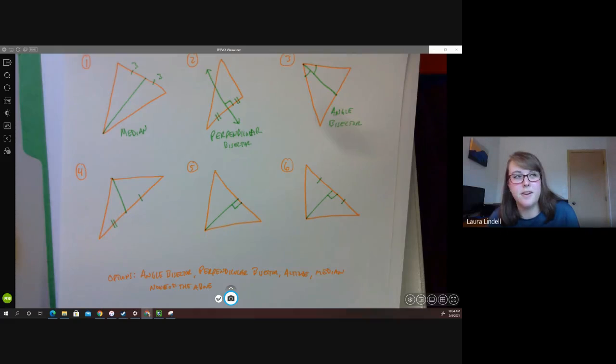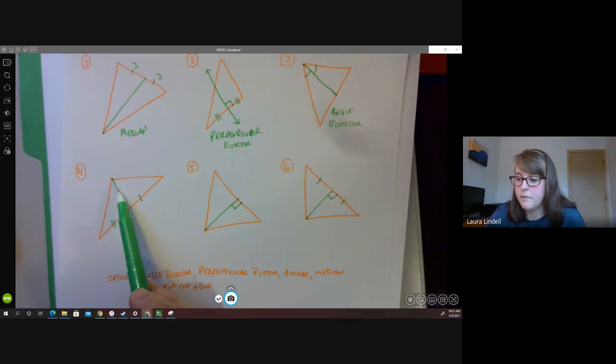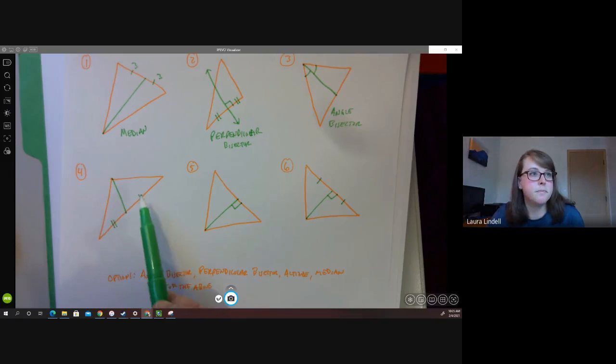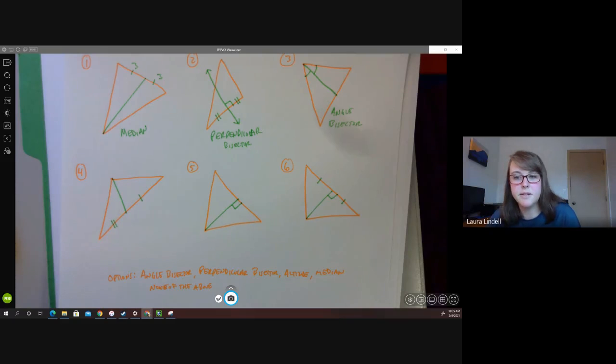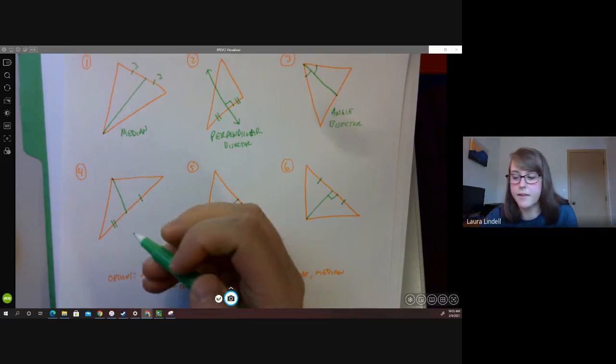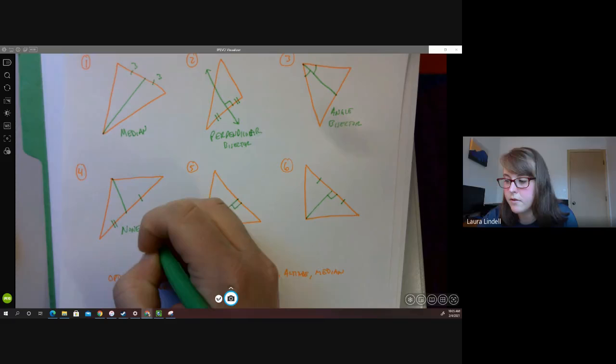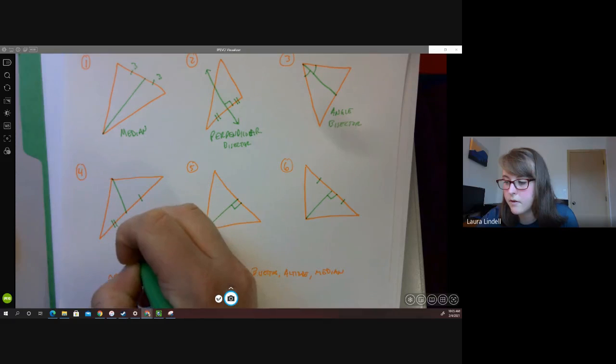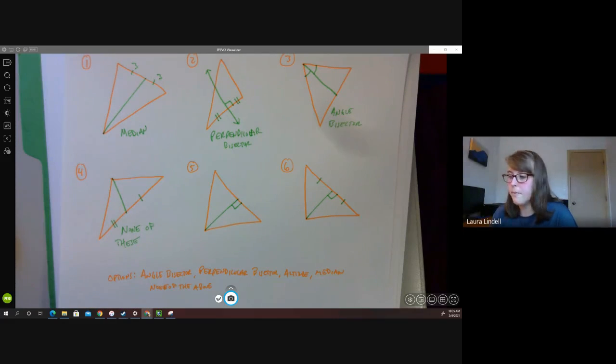All right. How about the fourth one? What's going on there? Does this look like any of the ones that we've seen? We see a line coming across through a vertex, but these two segments are not equal. So is that a special segment? Yeah, none of the above. That one's not special because it's not cutting them equally in half or anything like that. So none. Not a special segment.